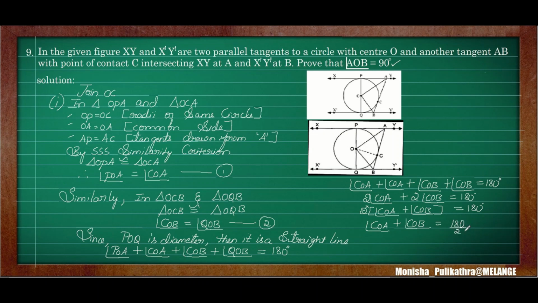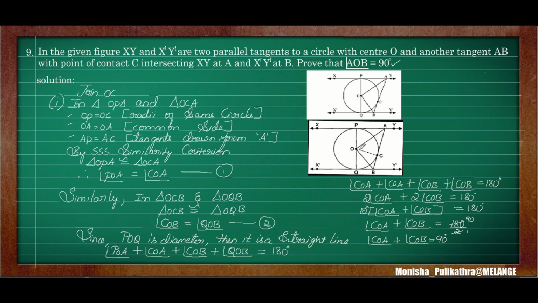So 180 divided by 2. Two ones are 2, and 90s are... So what happens? COA plus COB is equal to 90. Then check the diagram first. So what is COA plus COB?